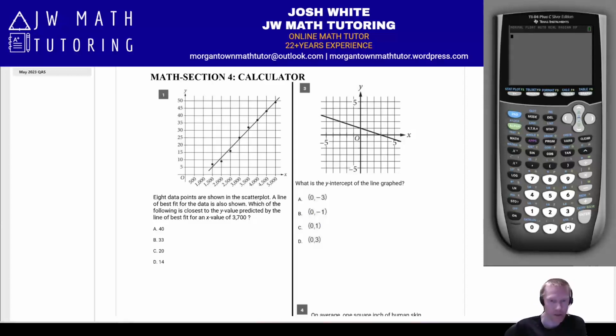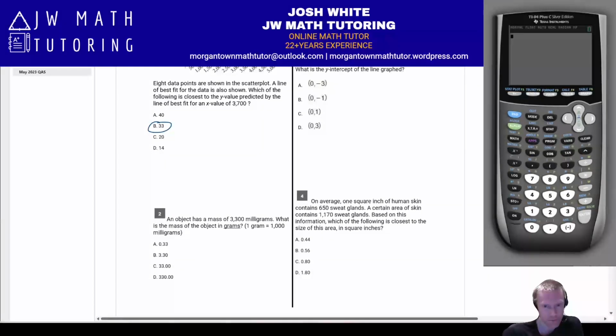Problem number 1. Here you are given a scatter plot with some points and basically a line of best fit. But all it's asking for is what's the y coordinate for the x value of 3,700. So you just go over to 3,700, which is between 3,500 and 4,000, a little closer to 3,500, and go up to the line. It looks like it's probably going to be somewhere right around here, so like 32, 33, and that's the only one that makes sense. So the correct answer is letter B, no other work to do on it.